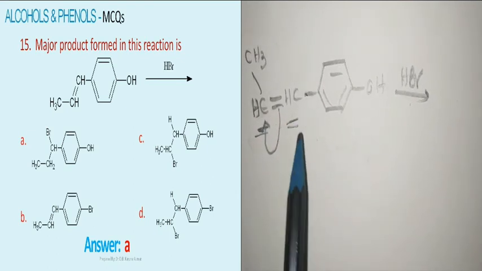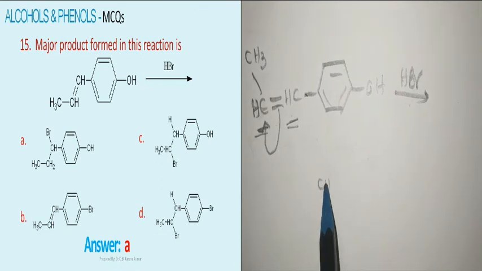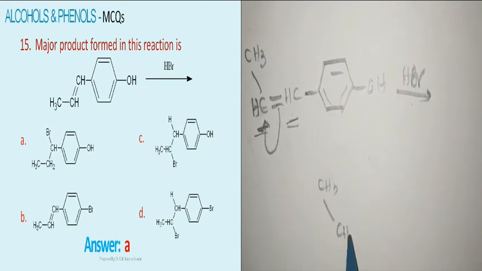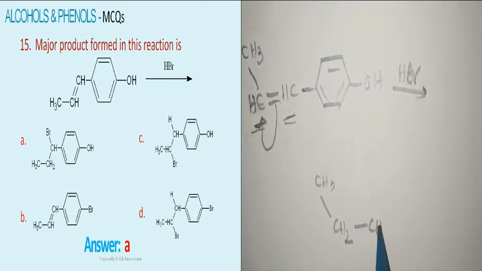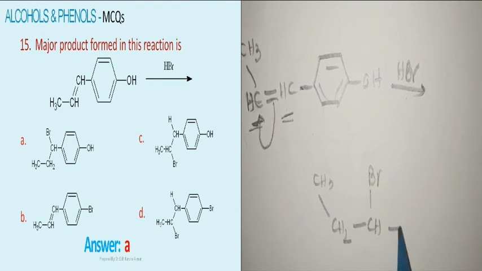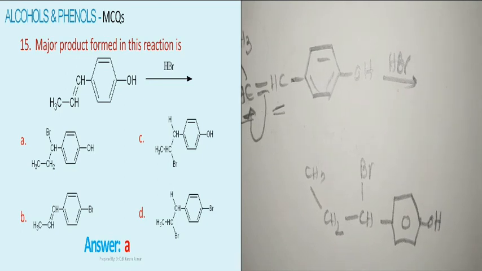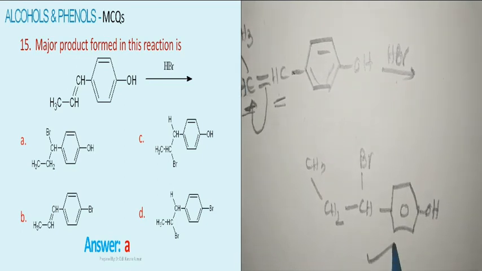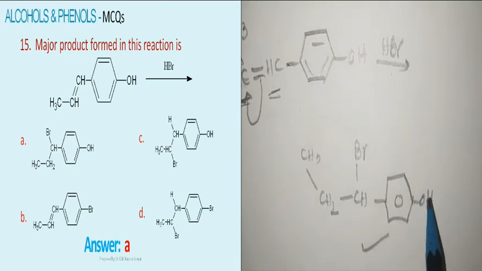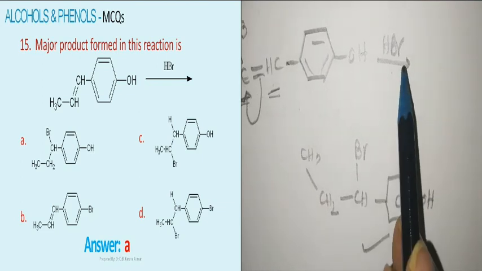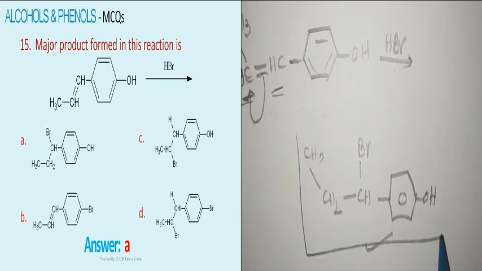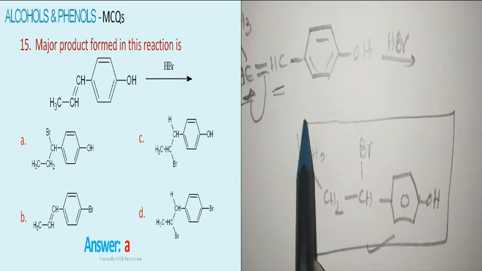Therefore, the final product that you are going to get is CH3, CH2, CHBr, and then the phenolic group. That's it. So this is the final answer. The OH group attached to phenol will not react with HBr. Therefore, answer A is the correct option.